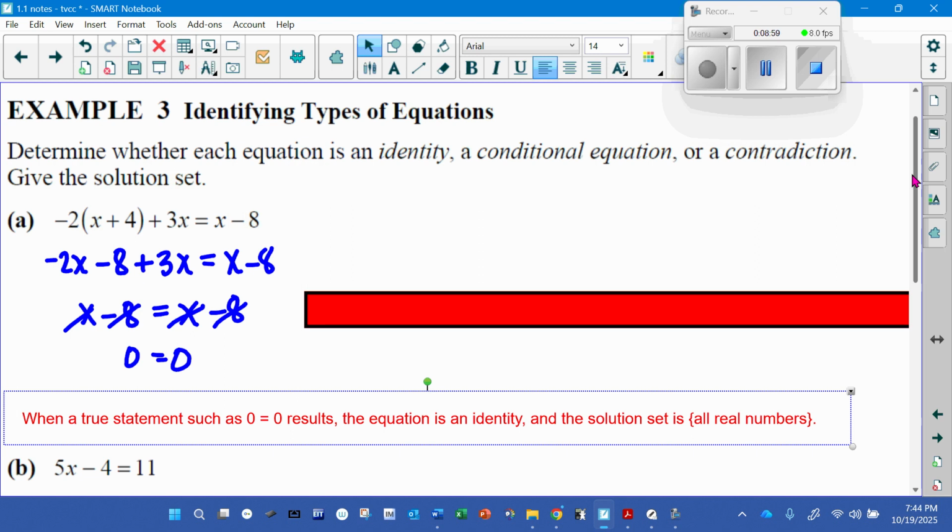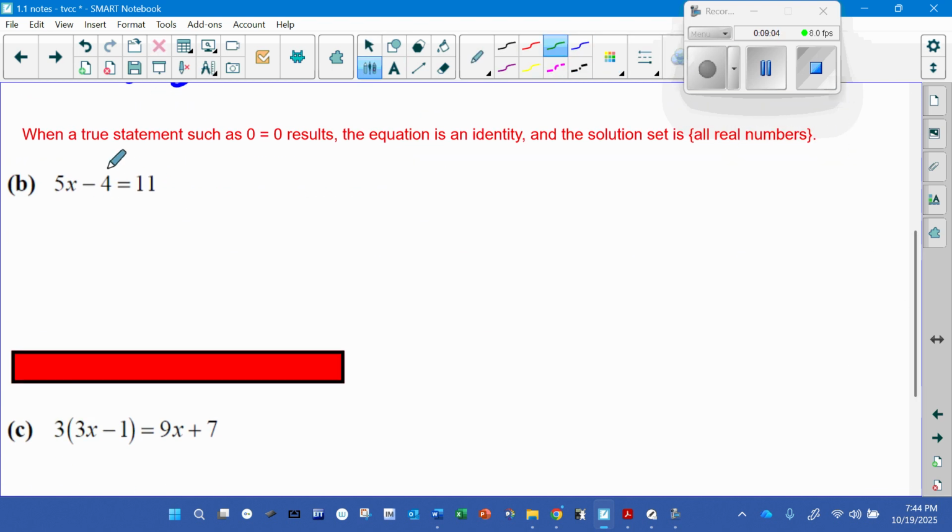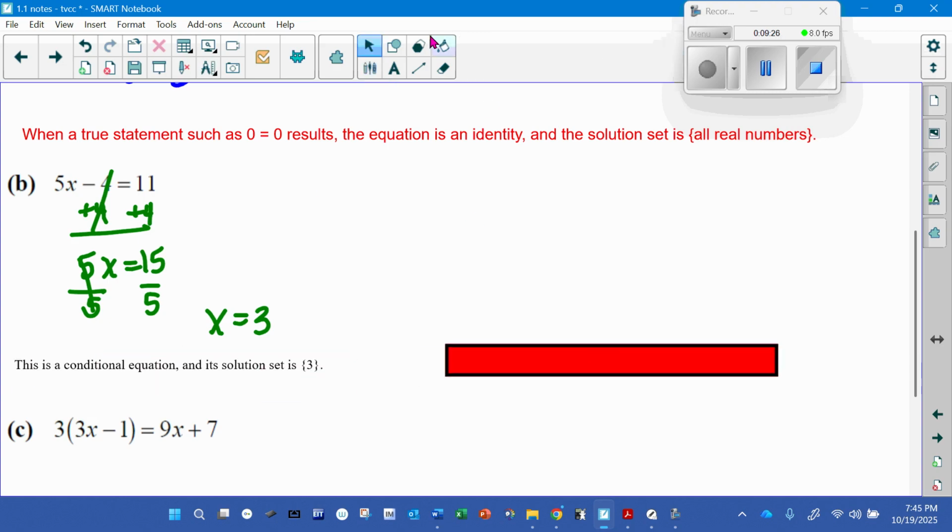All right, our next example here. So go through and solve this. Since I have just an x here and nothing over here, I don't have to worry about it. So I'm going to add this 4 to both sides. So I get 5x equals 15. We're going to divide by 5. So we get x equals 15 divided by 5 is 3. This is a conditional statement because the answer is 3. There's only one answer that works. So this is conditional when only one answer works.